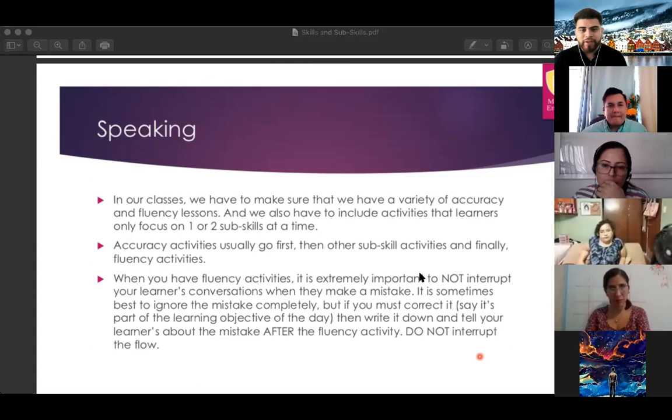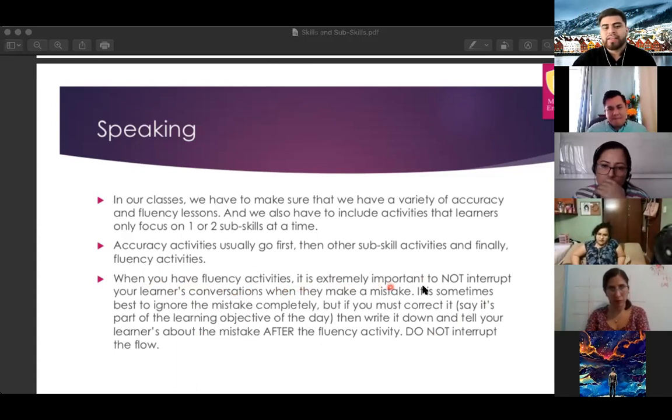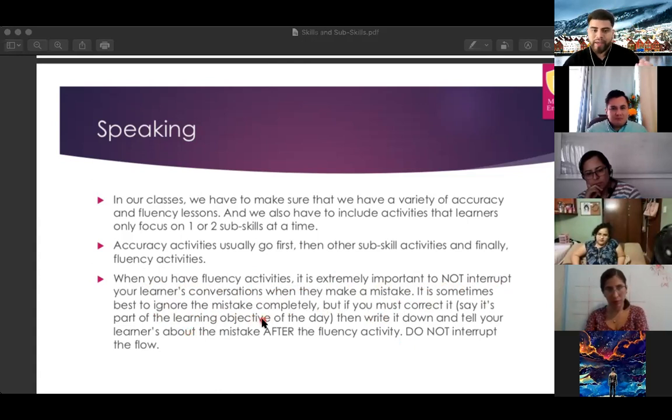This is one of the most important things right here, this last tab. When you have fluency activities, it is extremely important to not interrupt your learners' conversations when they make a mistake. Okay, it is sometimes best to ignore the mistake completely. But if you must correct it, say it's part of the learning objective of the day, then write it down and tell your learners about the mistake after the fluency activity. Do not interrupt the flow.